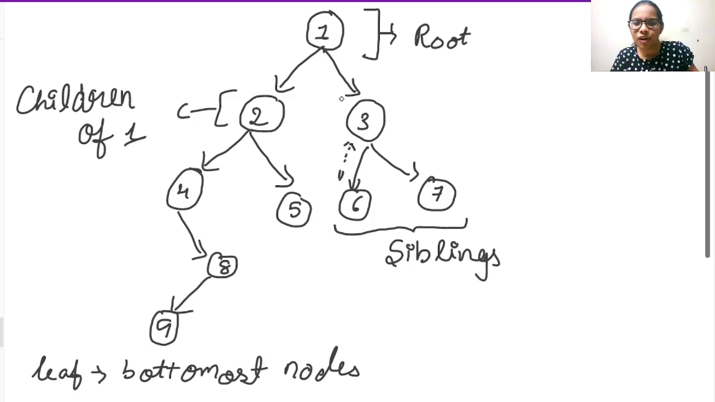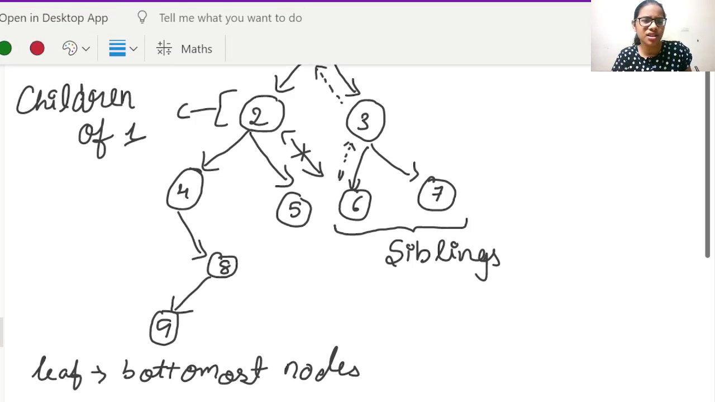We can also write that 6 is a descendant of 1, or 1 is an ancestor of 6, as when we traverse through this path, we encounter 1. But there is no link between 6 and 2. So 2 is neither the descendant nor the ancestor of 6.